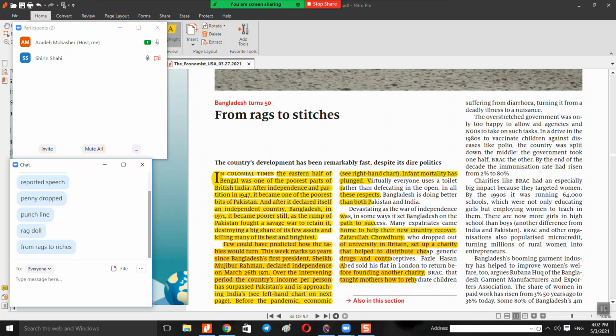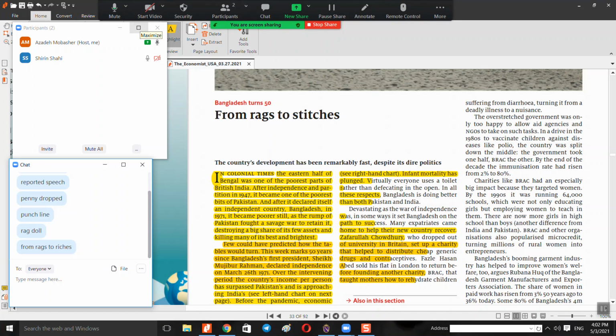The country's development has been remarkably fast despite its dire politics. Dire has a negative meaning. Yes, what Shirin said here was correct. It means very bad. The quality of politics in the country is very bad. Dire here means that. Or serious? Serious is also a meaning, but not here. In here, dire doesn't mean serious.